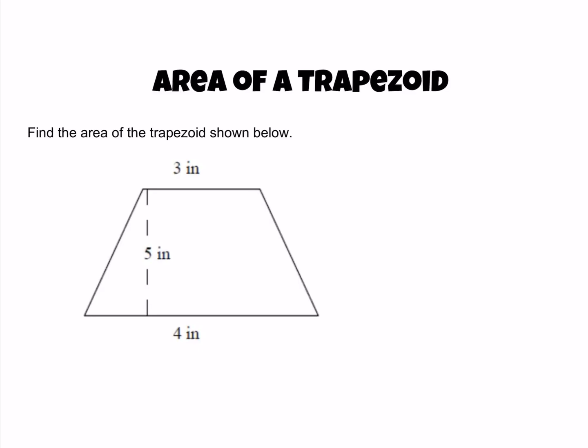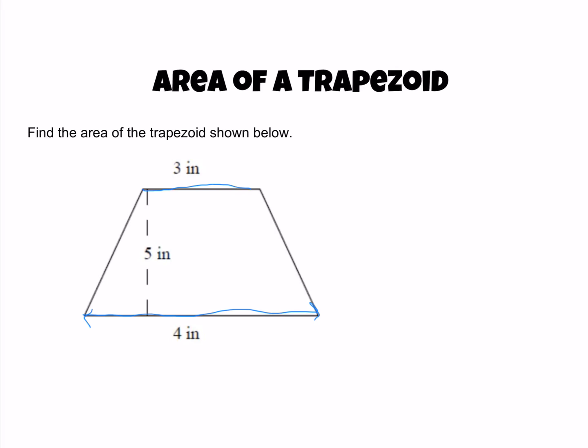Hey guys, in this video we're going to be finding the area of this trapezoid shown below. Now I'm given three numbers here. I'm given a 3 inches here, I'm given a 4 inches, that's for the entire bottom, and I'm given a height of 5 inches.